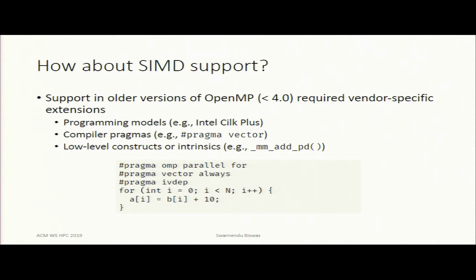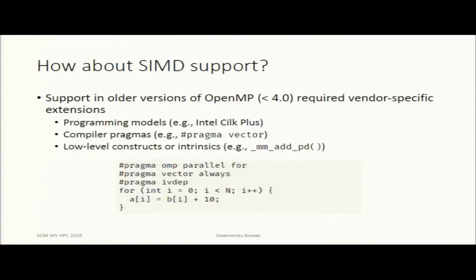I could use these pragmas. So I would say #pragma omp parallel for. That means it will use threads to do work sharing. But in addition, I want to do vectorization. So I would use #pragma ivdep. Ivdep tells the compiler that there aren't any dependencies. Believe me, basically this is a hint that you are giving to the compiler: there aren't any dependencies, go ahead and vectorize it. And #pragma vector always is another hint to the compiler to say, don't rely on your efficiency heuristics, trust me, go ahead and vectorize it.